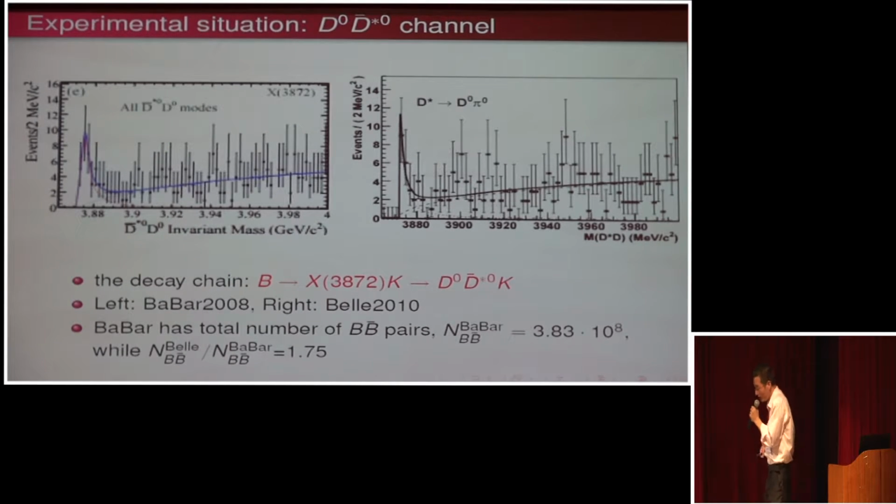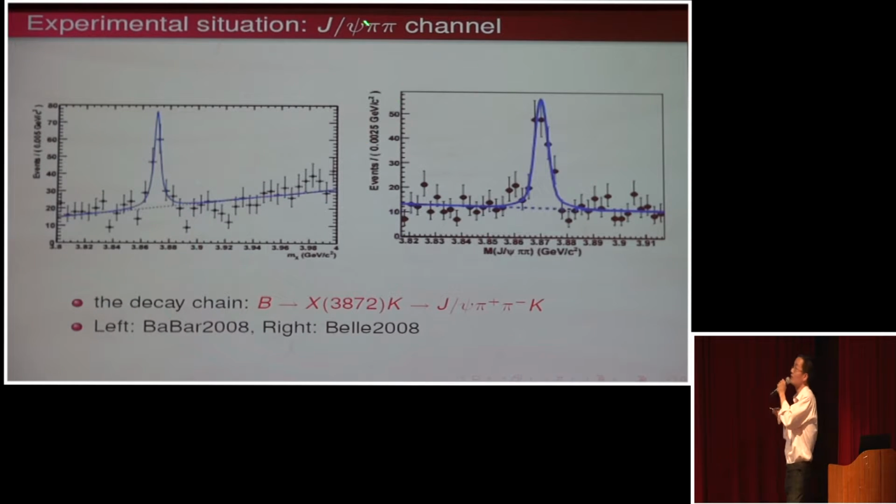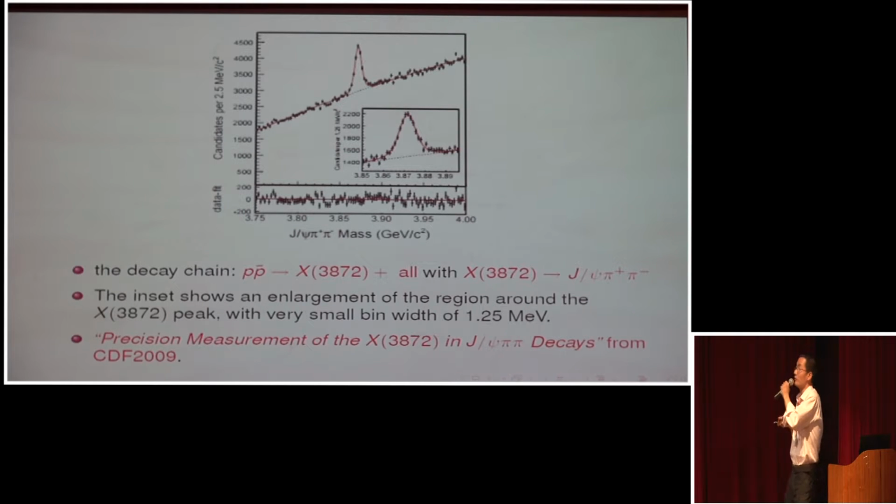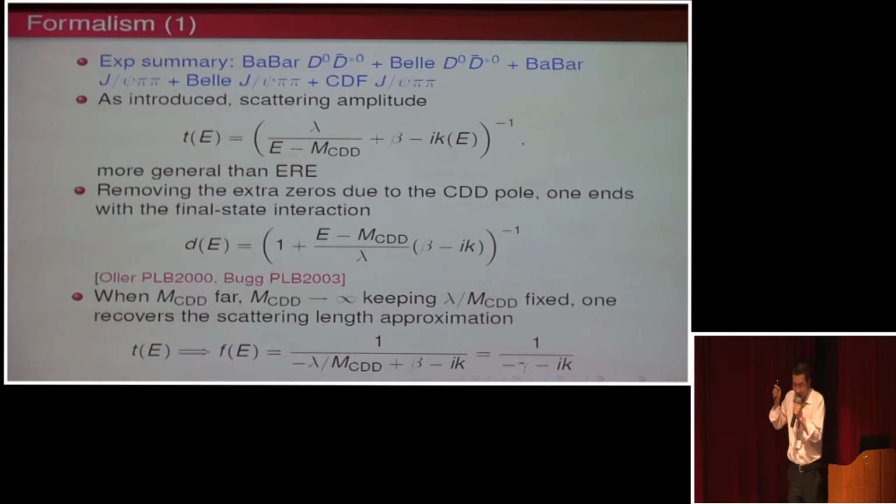Before our analysis of the data, I will briefly review the experimental situation. Here is the D* D-bar data from BaBar and Belle. We also have J/psi pi pi data, from BaBar and Belle. And in this case is the p p-bar spectrum from CDF. All the previous analyses do not include this data set, and this data set also has very high statistics because the resolution is around 1 MeV. For the experimental situation, we have 2 data sets of D* D-bar and 3 data sets of J/psi pi pi.